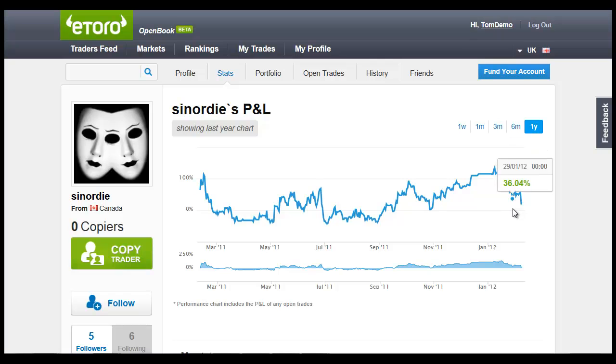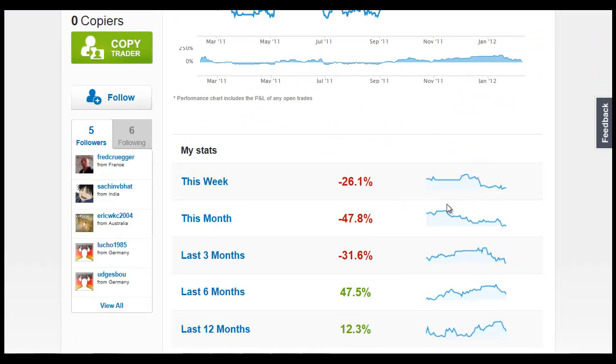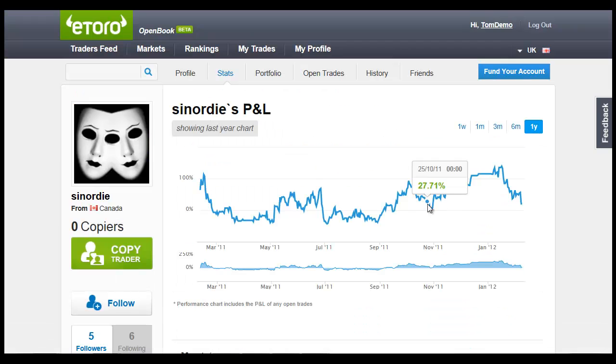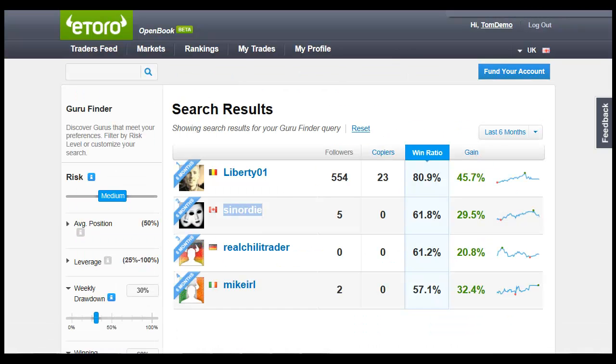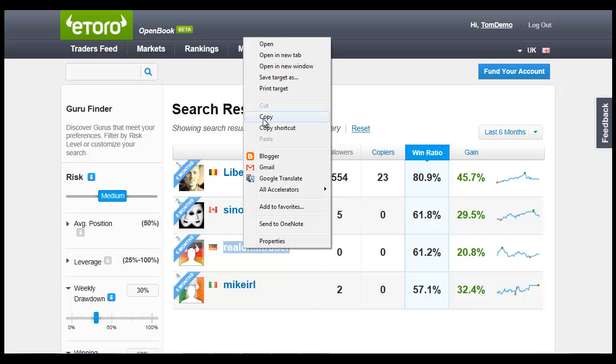Okay, this trader as well doesn't look too good. This trader actually had 135% and fell all the way to 20. So basically this means this trader is not for us as well. Now let's try the next trader.